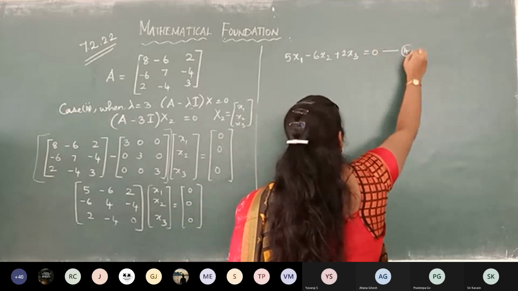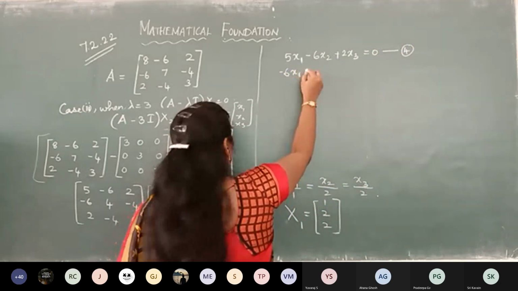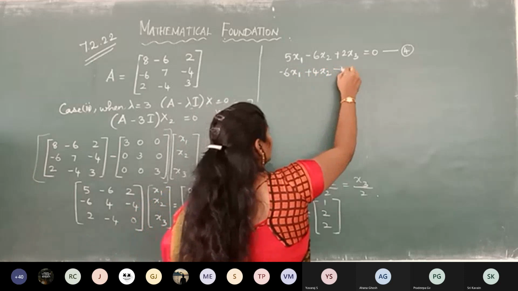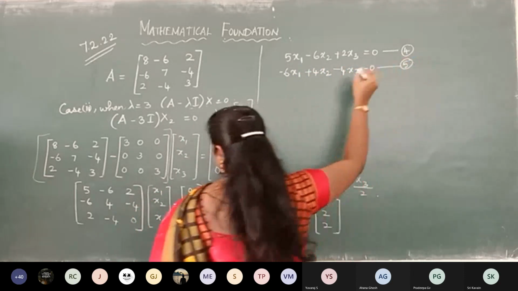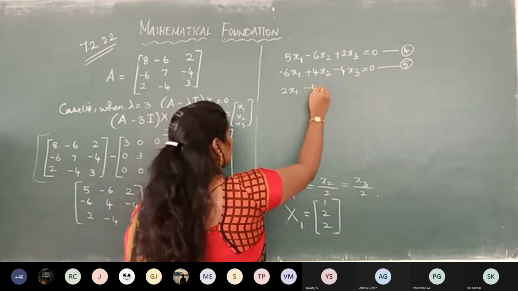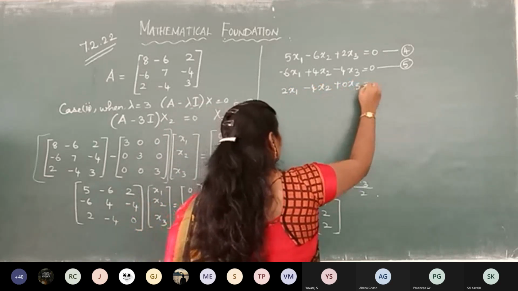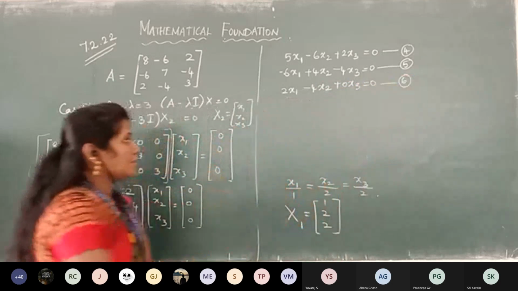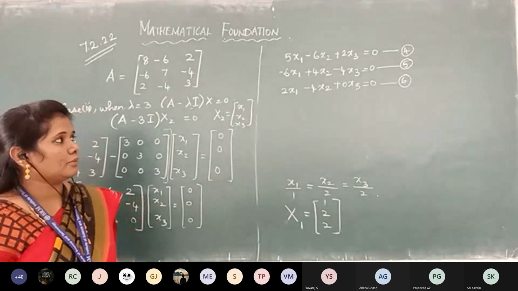This will be the fourth equation. Minus 6x1 plus 4x2 minus 4x3 equal to 0. This is your fifth equation. 2x1 minus 4x2 plus 0x3 equal to 0. This is your sixth equation. Here also, if you see, your equations are not the same. All the equations are different.